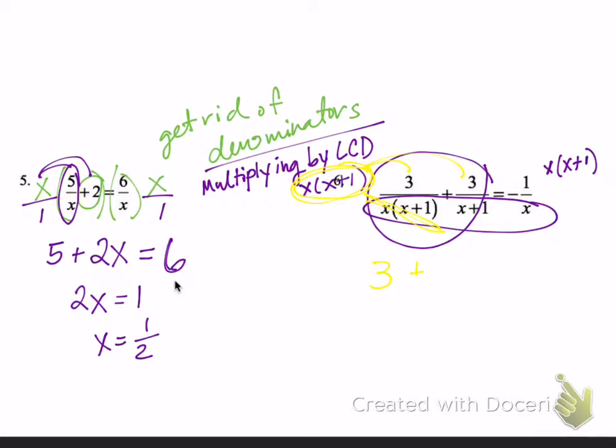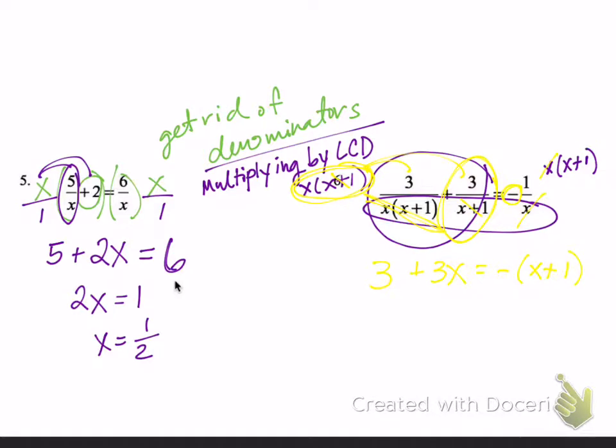Then the x plus 1's cancel on this second one. The x plus 1's cancel, so I'm just left with 3x. The x plus 1's cancel, and I'm just left with 3 times x. Then on the left side, I have -1, the x's cancel, and I have -1 times x plus 1. So negative x plus 1. Oh. Why is it a negative? Because it's a negative right here.